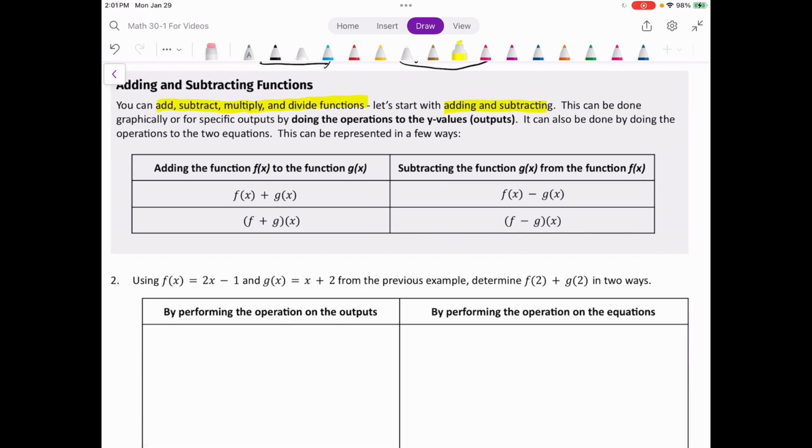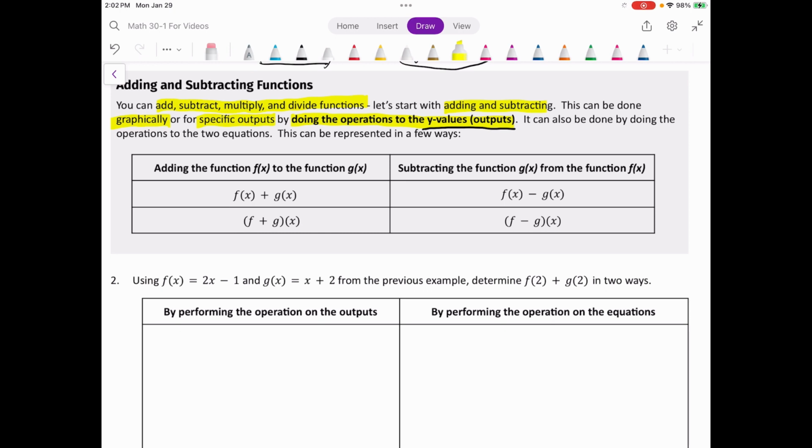We can add, subtract, multiply, and divide the functions themselves. We're going to start with adding and subtracting. We can do this graphically, and we'll see some examples like that today. Or we can do it for specific outputs, by doing the operations to the y values. Remember, when we're adding f of x to g of x, for example, that's referring to the outputs, the result of that function. So we are adding the y values. When we say the value of the function, don't forget, that means the result, the output, the y value. So we're always doing the operations to the y values, the outputs.